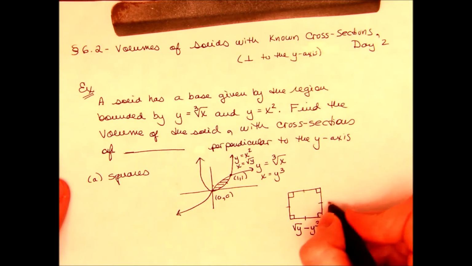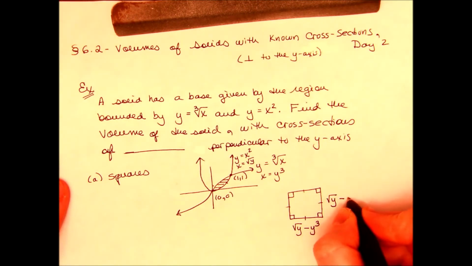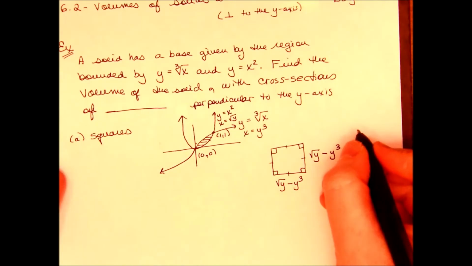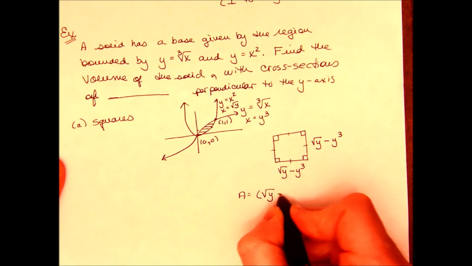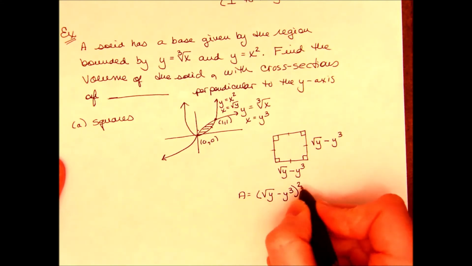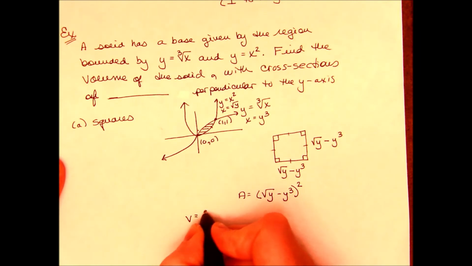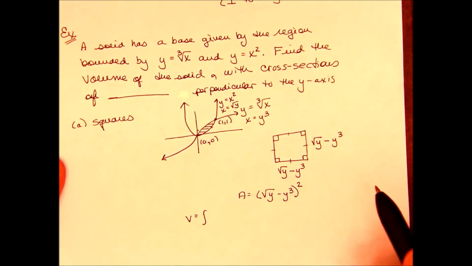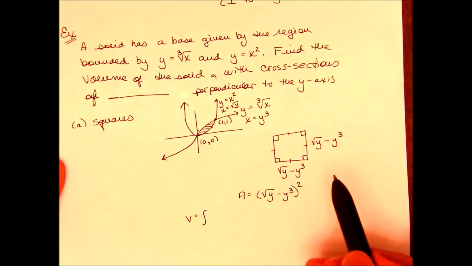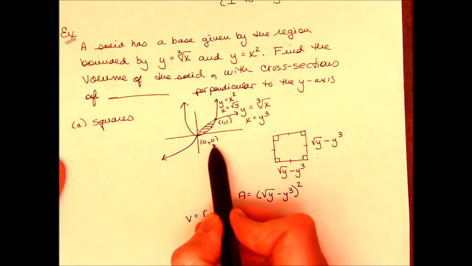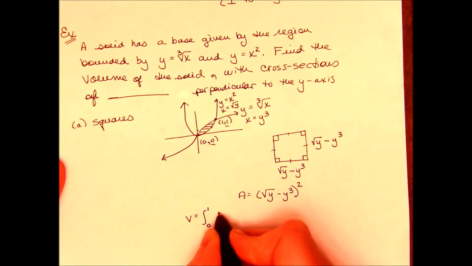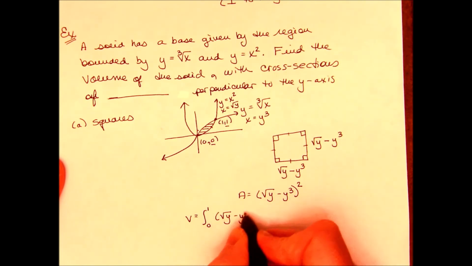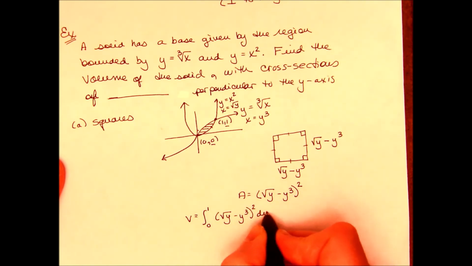It's a square, so the height of the square is the same thing, square root of y minus y cubed. To find the area of that square, we'll do square root of y minus y cubed, and I'm going to square that thing. And then to find the volume, I'm going to integrate. And because I'm dealing with y values here, horizontal strips, functions of y, I need to integrate over my y values. My lowest y value is 0. My highest y value is 1. So I'm going to go from 0 to 1, and I'm going to do square root of y minus y cubed squared dy.